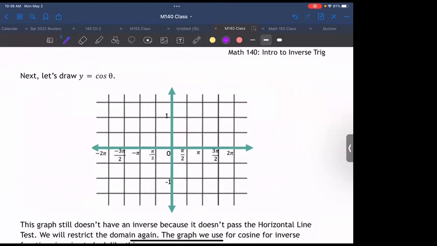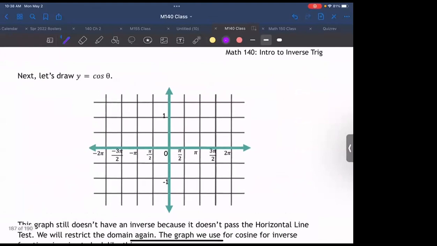Cosine goes the same way as sine. Let's just draw what cosine is. I'm going to blast through this a little bit because we did go over the graphs today. But remember, cosine goes down, it continues going down, and it goes back up. And remember, cosine is a repeating function, so we can literally just repeat the same thing on the other side. I'm really bad at drawing. But this is what cosine looks like. Does it pass the horizontal line test? No, right? It definitely doesn't have an inverse on its own.